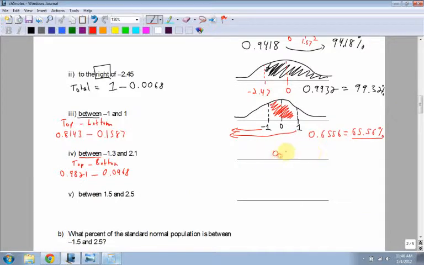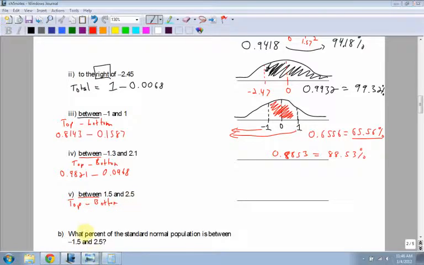So I get 0.8853. I didn't sketch this one this time because I'm just dealing with just the areas. So 88.53% of the data would lay between -1.3 and 2.1. Okay, same method as right above there. Same thing. Last one, between 1.5 and 2.5, so top minus bottom again.